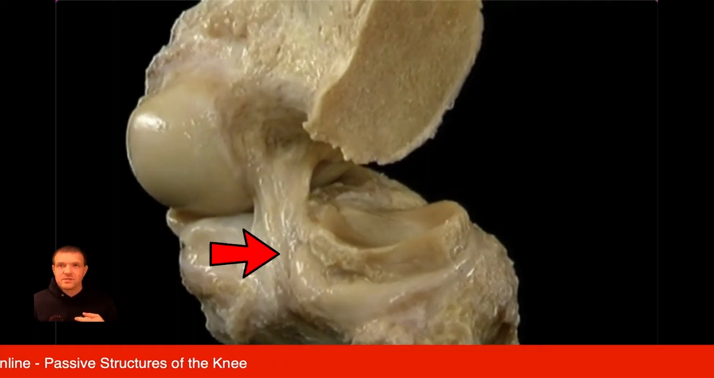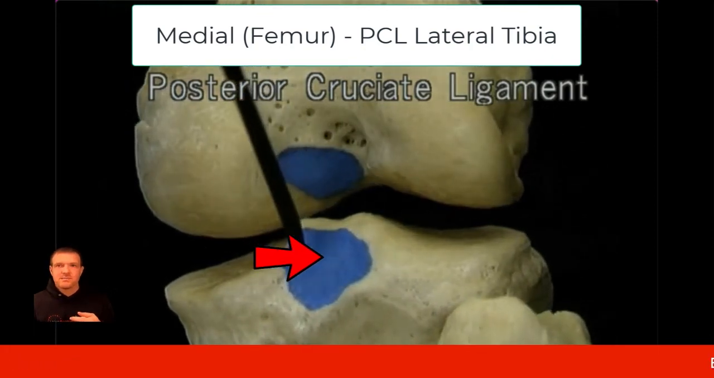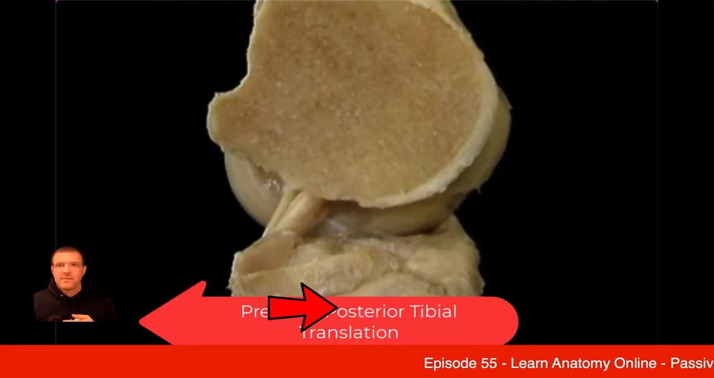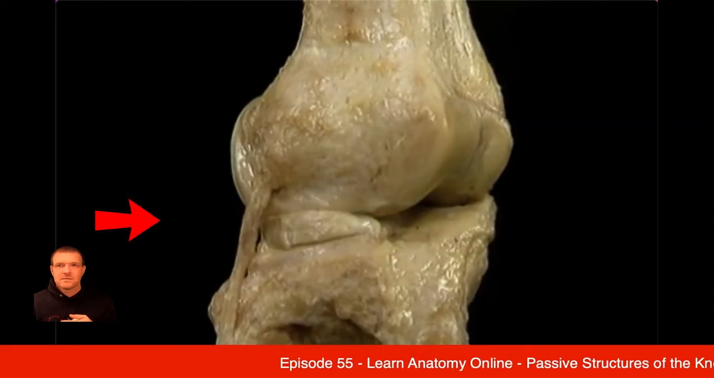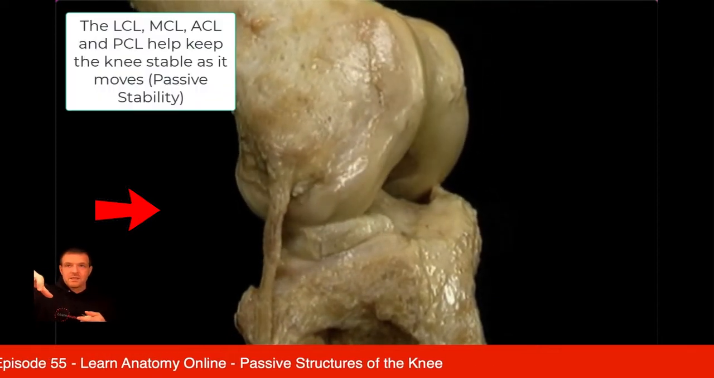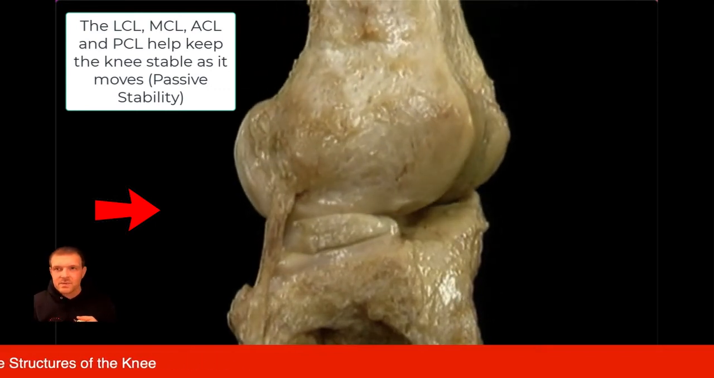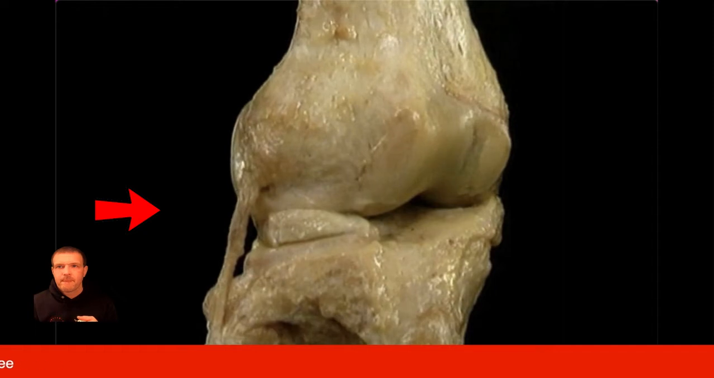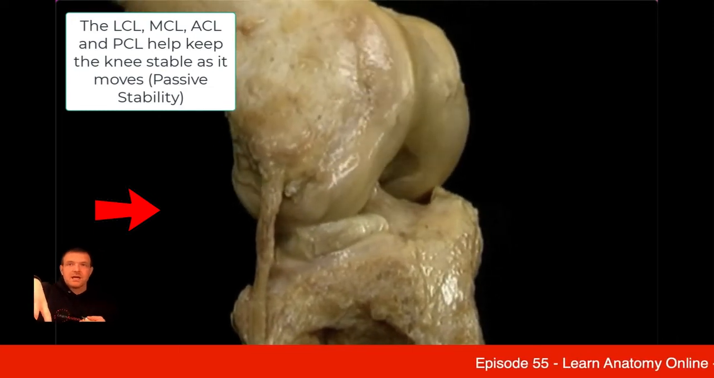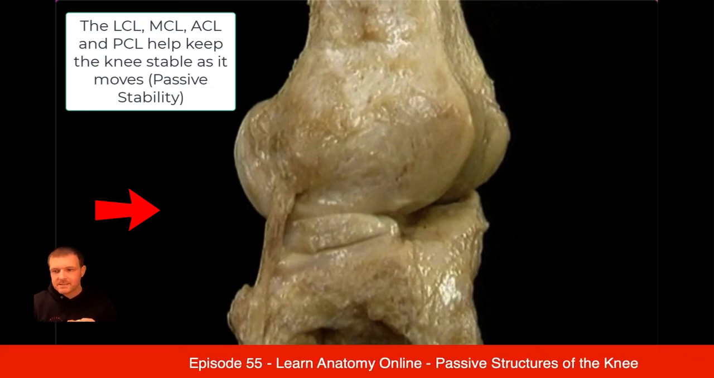So there's the ACL removed, and there's your PCL left. That's medial femur onto the lateral part of the tibia, again coming downwards and inferiorly. And that stops posterior tibial translation. When they're both working together, along with the collateral ligaments, they help guide and glide that movement. You can see how the meniscus moves as well. I'll just play that again. You can see the meniscus moving. We've got laxity in the ligaments until you get to full flexion, and then in extension, full tautness again.